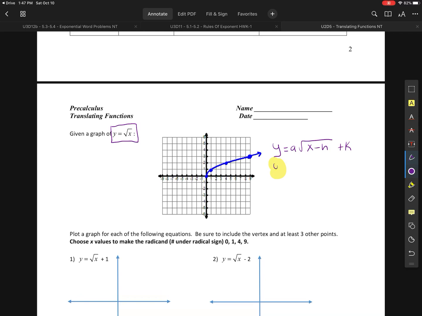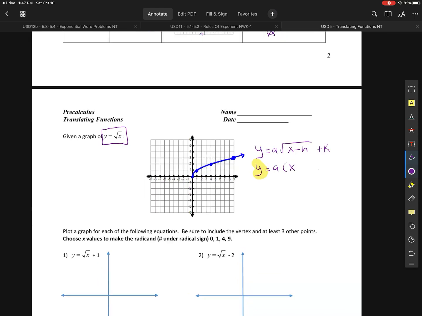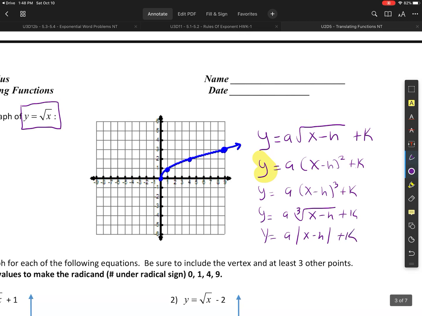Oop, hit a highlighter for some reason. This is the exact same thing as a parabola. And this is the exact same thing as a cubic function. And this is the exact same thing as a third root. And this is the exact same thing as an absolute value. Right? Everything that we're looking at on the previous page basically has this exact same setup. How does h, k impact the graph? That's what we're trying to figure out here.